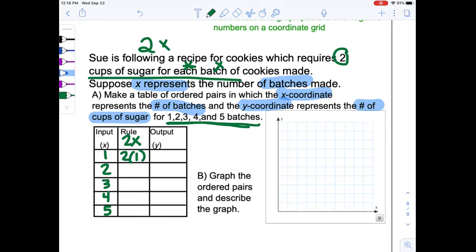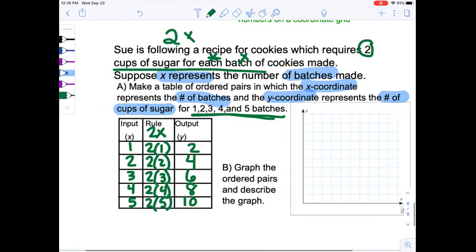So 2 times 1 is 2. 2 times 2 is 4. 2 times 3 is 6. 2 times 4 is 8. And 2 times 5 is 10. So now I have my x values, I have my y values. I'm going to write these as ordered pairs, and then I'm going to graph them.